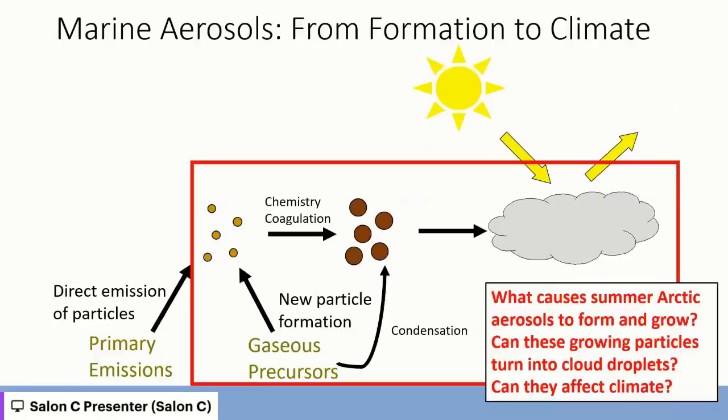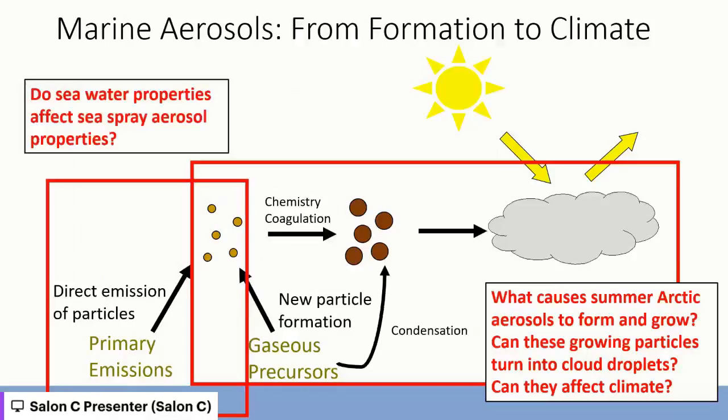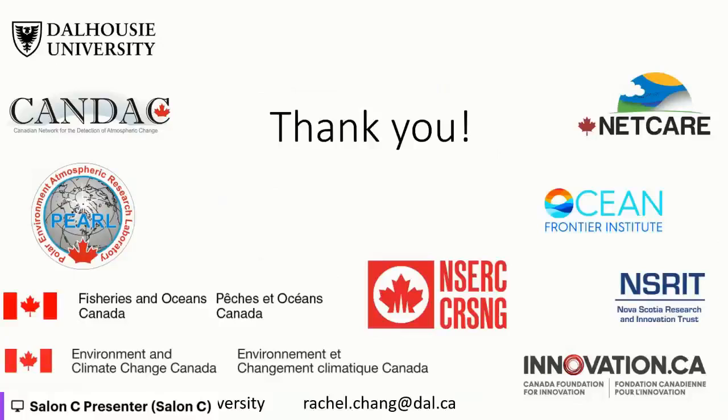So just to summarize, just to wrap up, what causes summer Arctic aerosols to form and grow? Organic vapors coming from the ocean waters. These particles can turn into droplets and they can affect the radiative budget. And also seawater properties can affect, mostly realistic, if you believe that the Bedford Basin is realistic, sea spray aerosol production. So with that, I'd really like to thank you for your time and your attention, and I'm happy to take any questions.